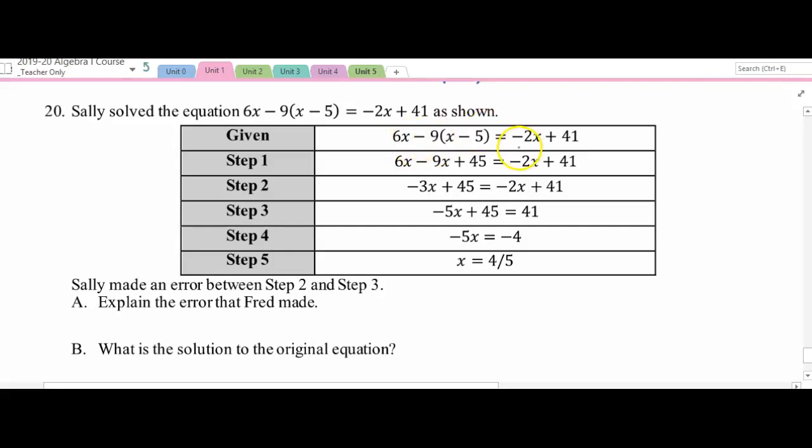Sally solved this equation. She made an error between step 2 and 3. Going from here to here, she made a mistake. Well, let's see what happened. It looks like she was trying to get these two x's to the other side, and we know that we have to add 2x so that they cancel out. But what Sally forgot is that negative 3 plus 2 is not negative 5. It would be negative 1x.